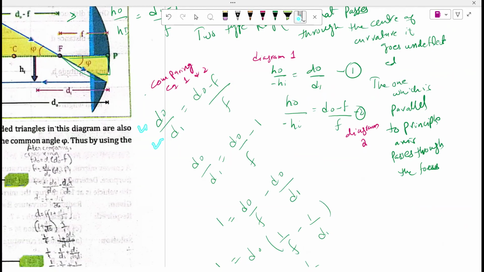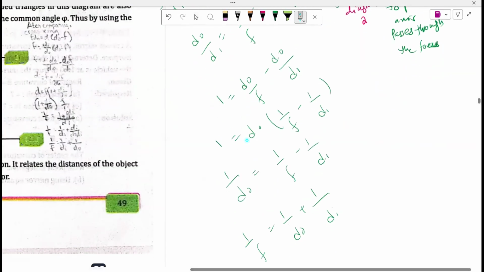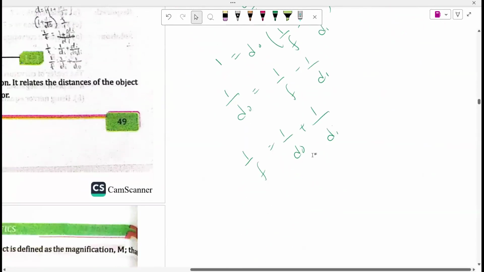So d naught over d i is equal to d naught minus f over f, which would be equal to d naught over f minus 1. After that, I rearranged the equation. I took 1 to this side and this to this side. So 1 is equal to d naught, now d naught will be common here, and we'll have 1 over f minus 1 over d i. I divided this d naught onto the other side, and now we have this equation. And in which form did we have to bring it? In the form of 1 over f. So we reached this equation.